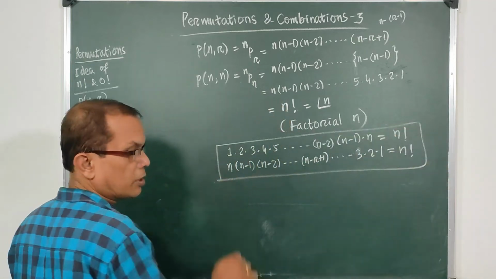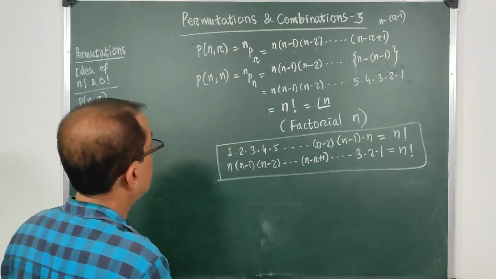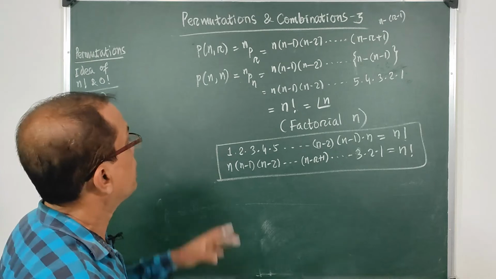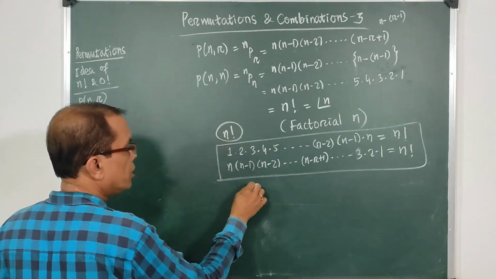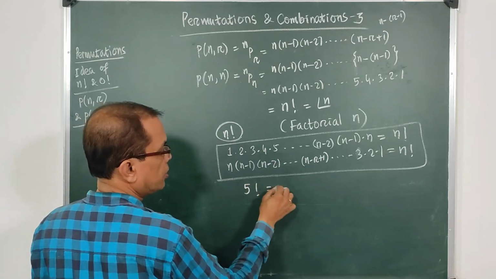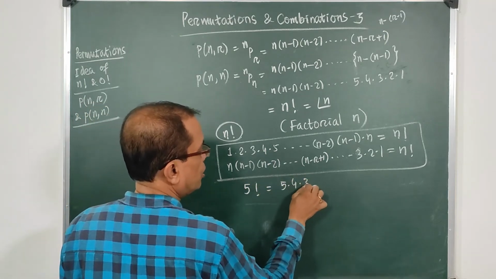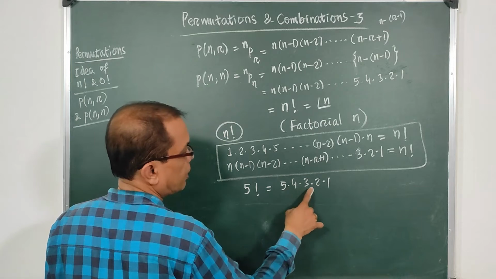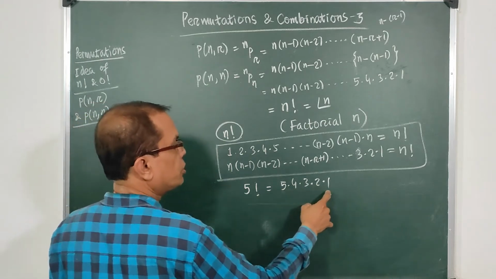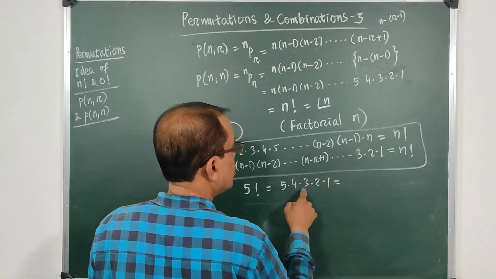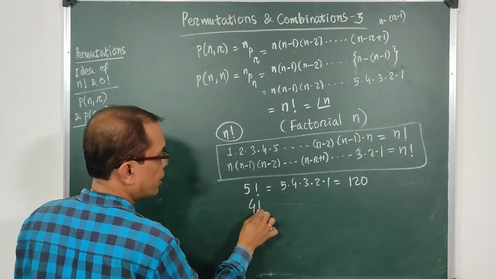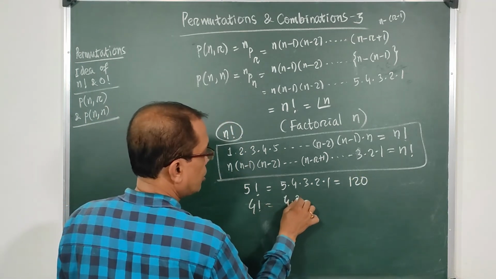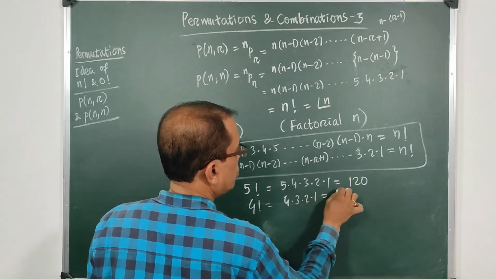Now we can deal with some more problems using the idea of n factorial. If this is n factorial, then how much is 5 factorial? That is 5 into 4 into 3 into 2 into 1. We are taking 5 different objects, each one reducing by 1, and this is 120. What will be 4 factorial? You see, 4 into 3 into 2 into 1, which is 24.